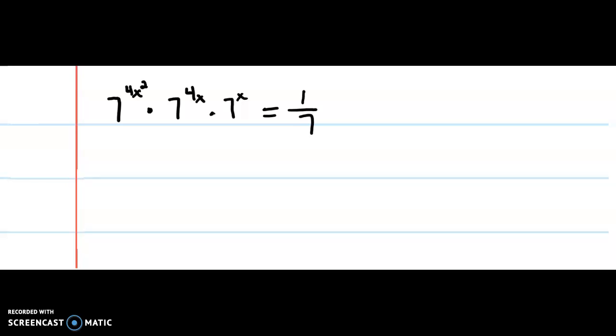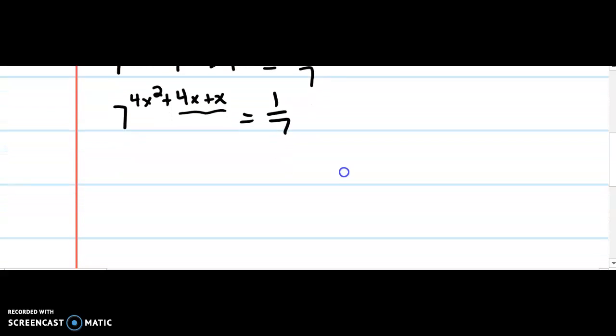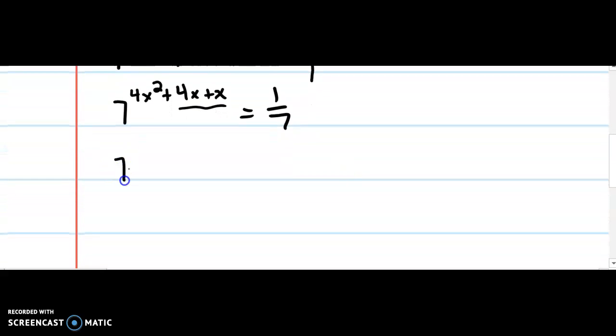Okay, welcome back. The first thing I noticed is on the left side, all my bases are the same, and we're multiplying, so that means I can add my exponents. So here I have 7 to the 4x squared plus 4x plus x is equal to 1/7. Here are my exponents, and I can combine my terms. So then I'm going to have 7 to the 4x squared plus 5x is equal to 1/7.